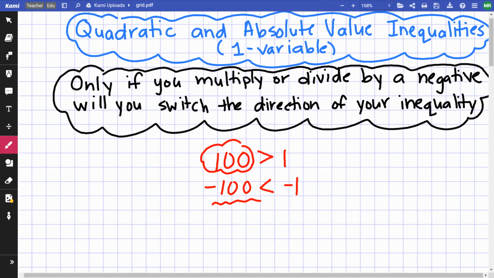I can add to both sides. If I was to take 100 greater than 1 and add 2 to both sides, this would be 102, this would be 3. That's still true.